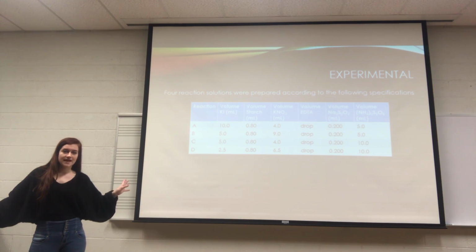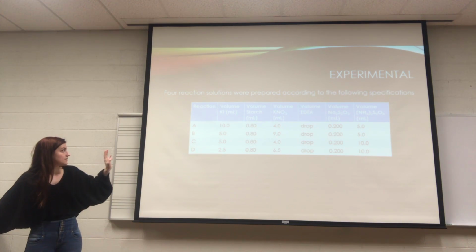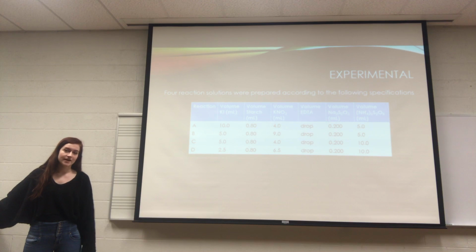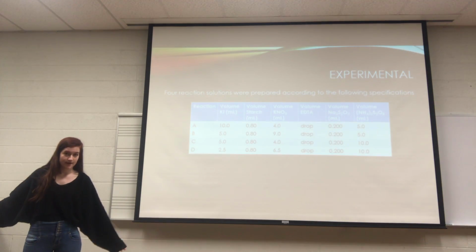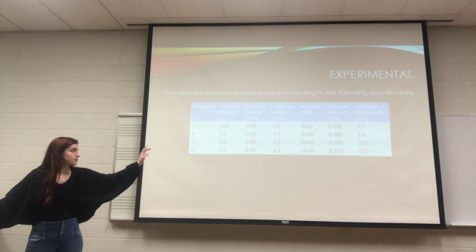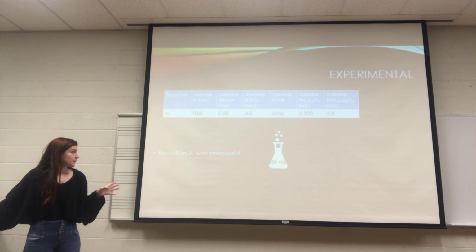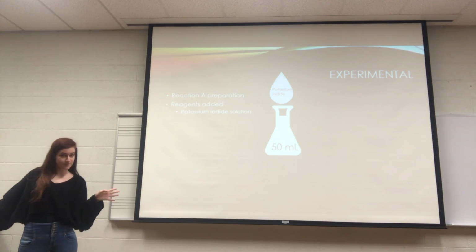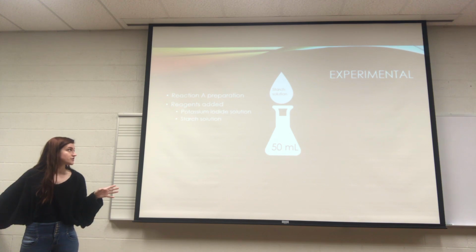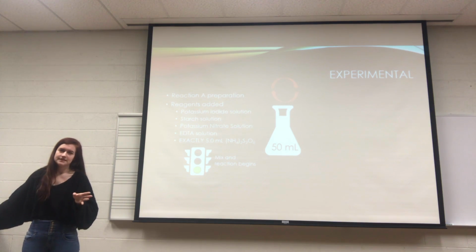So to start with, we have known amounts given by our lab manual, the Chemistry 160 Lab Manual Honors, and I'm going to talk about reaction A. All of the reactions were measured the same way, but I'm going to talk about A. We have a known volume of the starch, KI, etc. I'm going to show you how we did that. So we prepare reaction A. We start with the potassium iodide, the starch solution, potassium nitrate, the EDTA, and the ammonium persulfate. Then we mix, and the reaction begins.